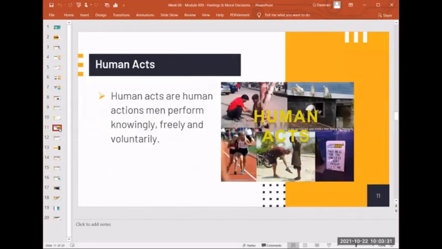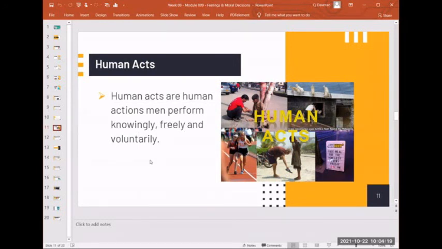Okay, and there are instances in our life wherein our actions can be considered human acts and non-human acts. Because if we are very aware of our doings or our deeds, that would be under our feelings, and it can be considered as human acts. But if emotions control us, that would no longer be considered human acts. So when we say human acts, these are the actions that we perform knowingly, freely, and voluntarily. Take note of those three ideas: knowingly, freely, and voluntarily.